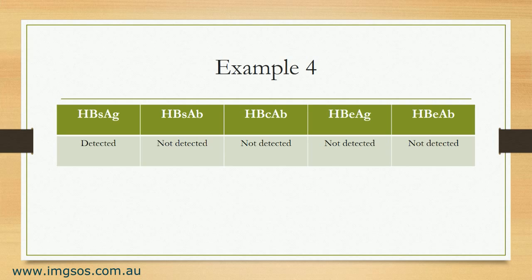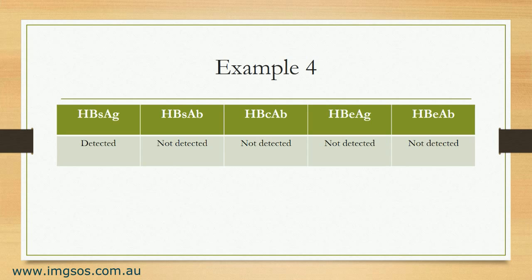Let's look at another one. Now this one's an interesting one. The patient has surface antigen positive and everything else is negative. Okay, so they're surface antigen positive but they've got no antibodies. They've got no core antibodies, so this isn't virus. They've got no E antigen, so there's no viral replication. They've got no E antibodies formed because there's no E antigen. So what's going on? This is a strange one.